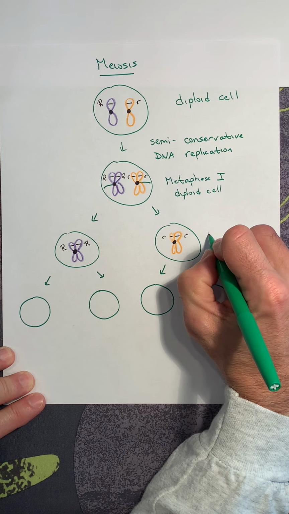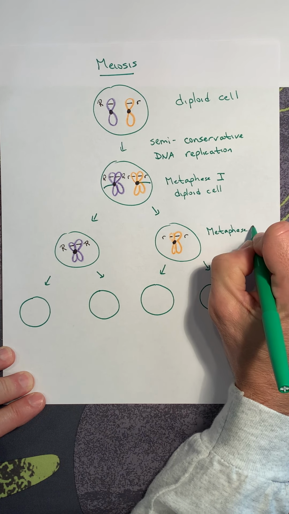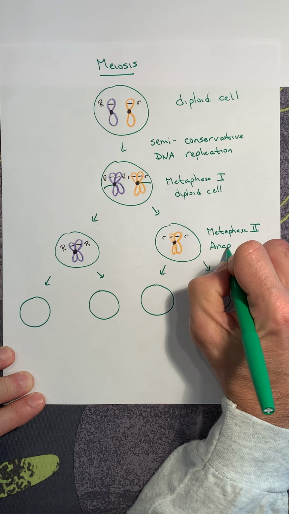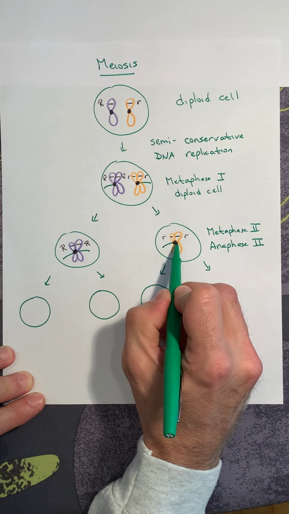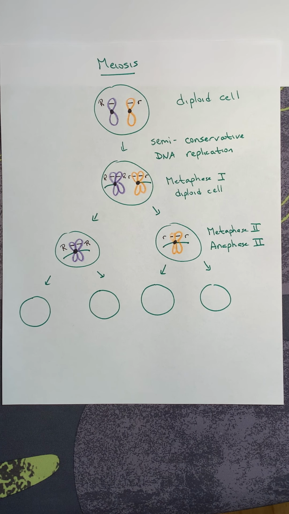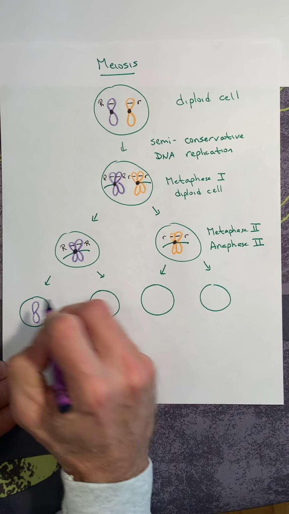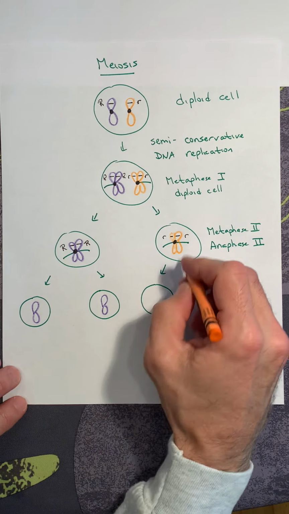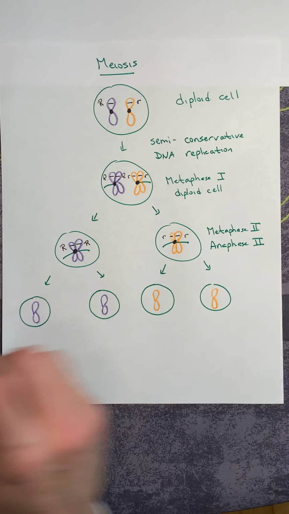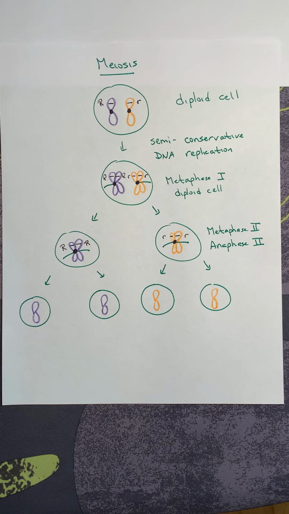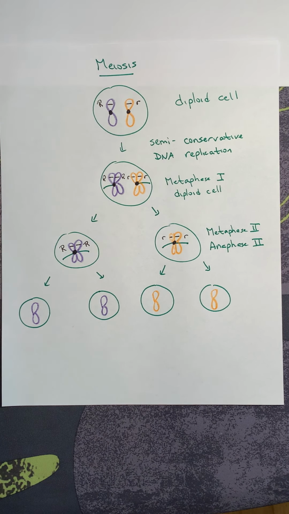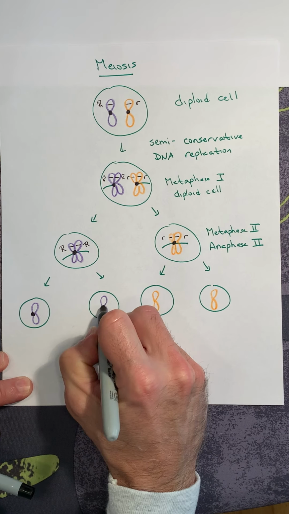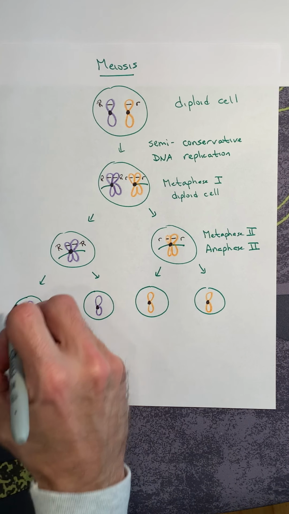You are now in metaphase 2 and anaphase 2. Two spindle fibers attached to each chromosome. The spindle fibers pull during anaphase, and one copy of this chromosome is pulled to the left, one copy is pulled to the right. Same thing happens here. One copy is pulled to the left, one copy is pulled to the right. And you start seeing that you end up with the same number of chromatids here that you started with in your original cell. Except the difference is that the homologous chromosomes have been separated now.